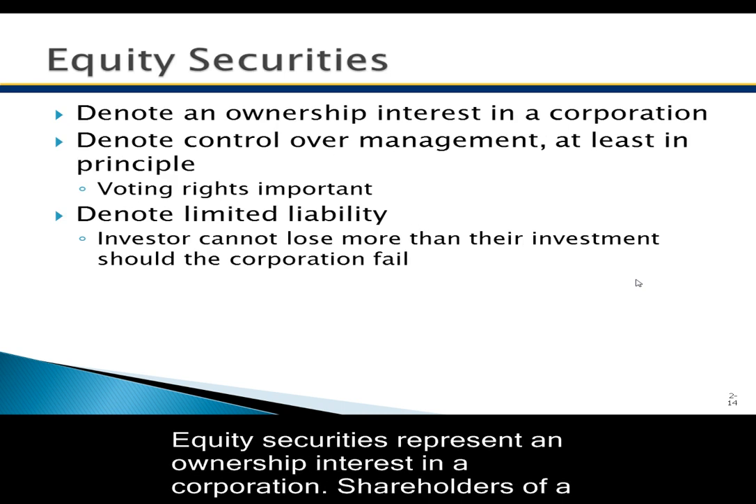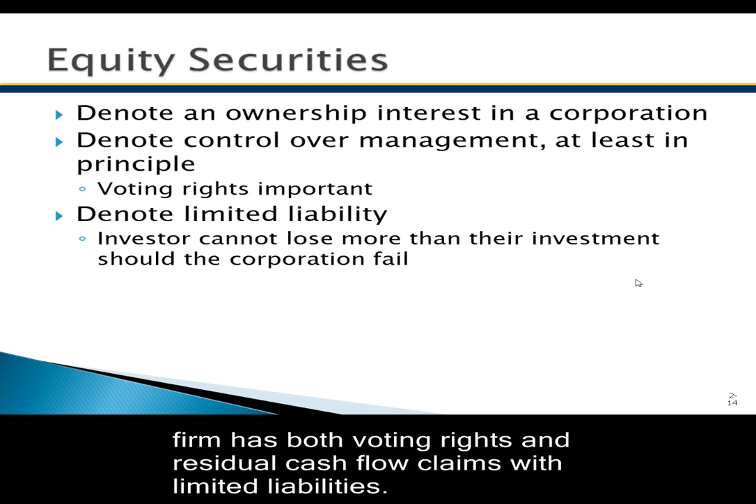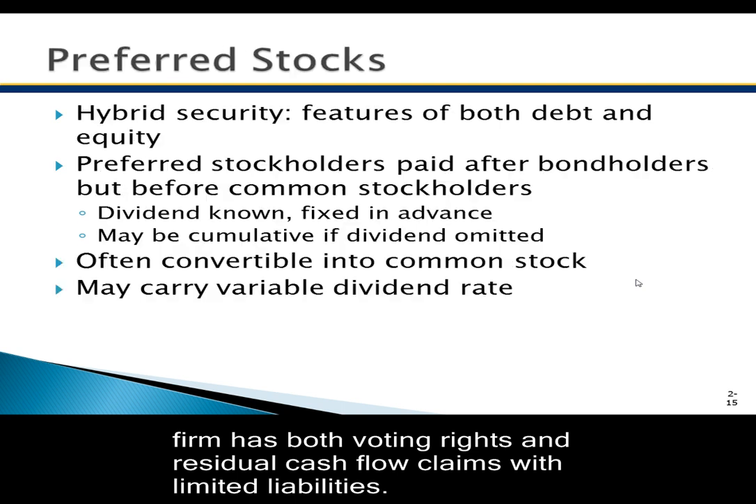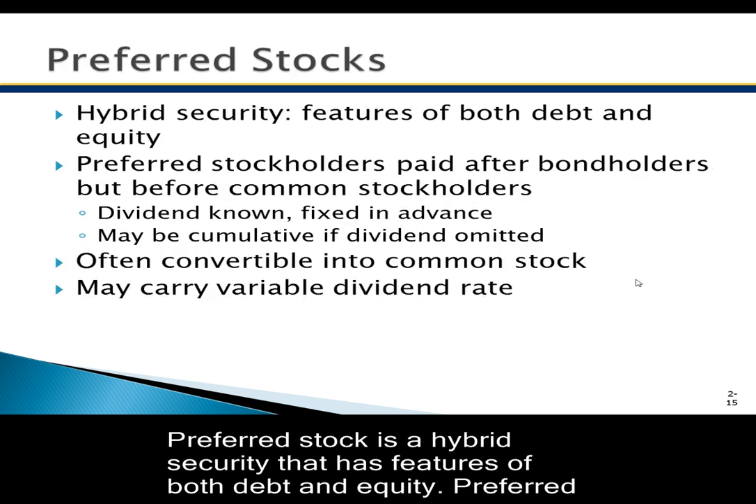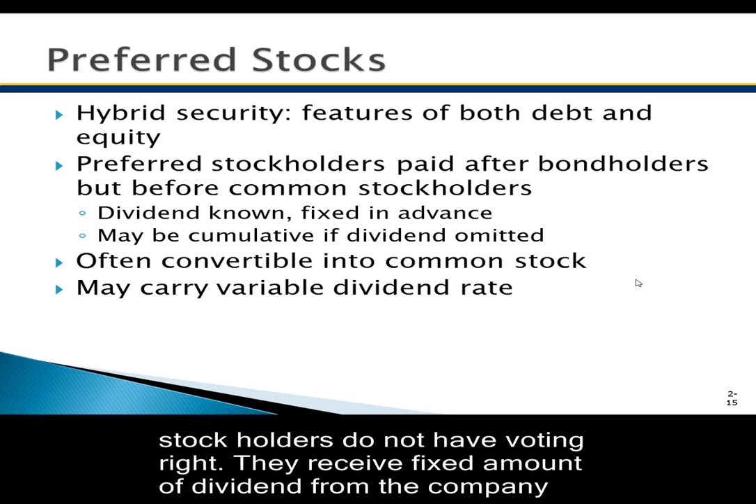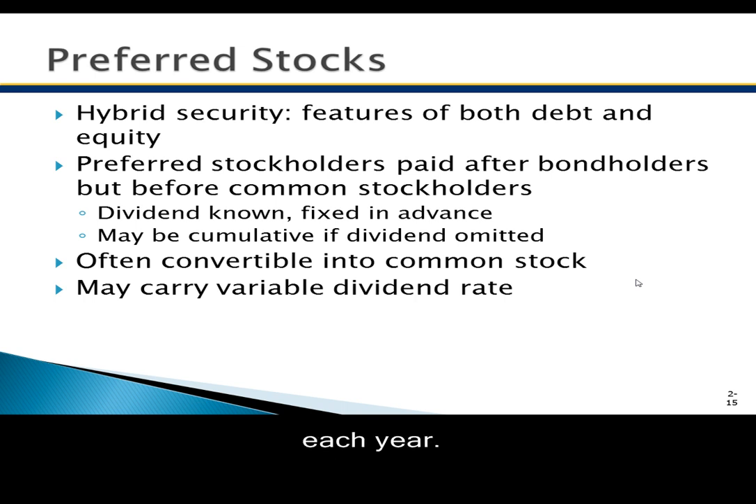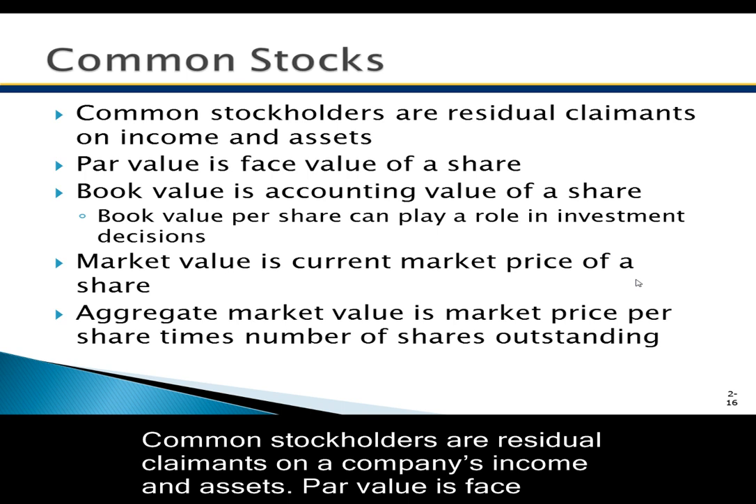Equity securities represent an ownership interest in a corporation. Shareholders of a firm have both voting rights and residual cash flow claims with limited liability. Preferred stock is a hybrid security that has features of both debt and equity. Preferred stockholders do not have voting rights. They receive a fixed amount of dividends from the company each year. Common stockholders are residual claimants on a company's income and assets.